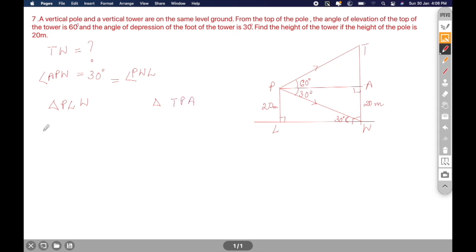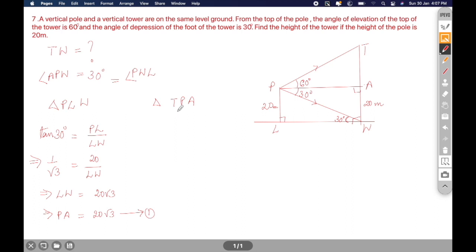So in triangle PLW we have tan 30 degree equals PL by LW. Right, so tan 30 degree is 1 by root 3. PL is 20 meter, LW is not known. So the value of LW will be 20 root 3. LW is also equal to PA. So PA is also 20 root 3. Let this be equation 1.